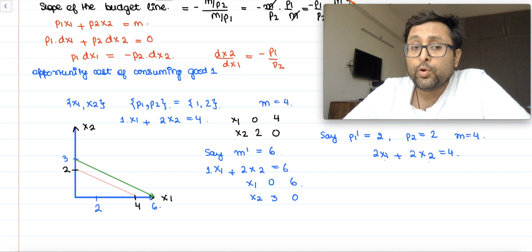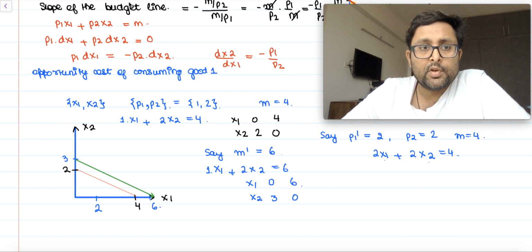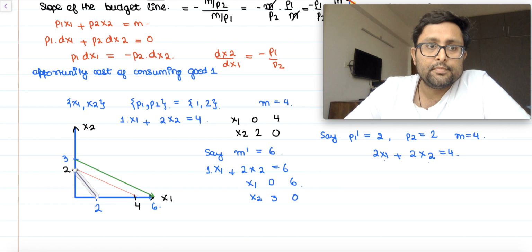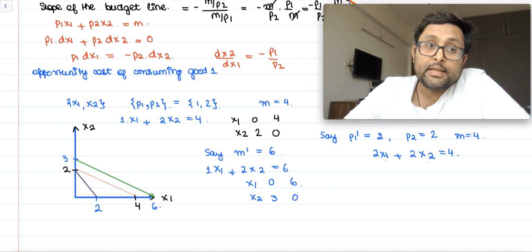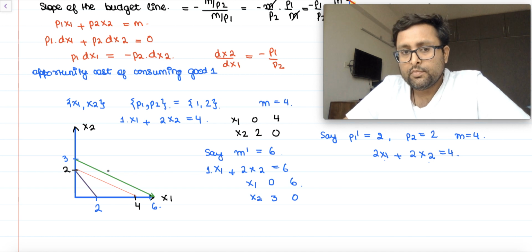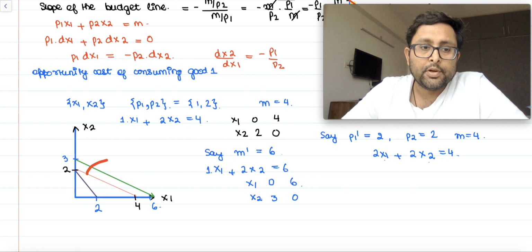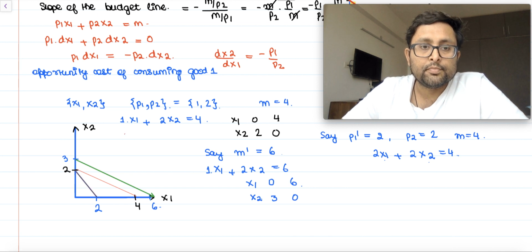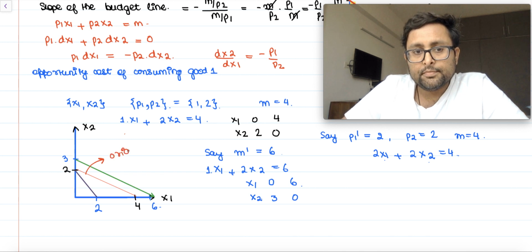So if the price of good 1 is increasing, what happens? The budget line becomes steeper. So this violet budget line, as you could see, becomes steeper. And this red budget line is the original budget line.